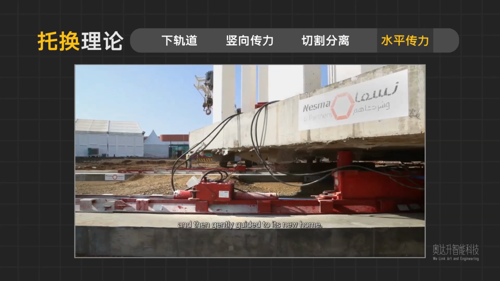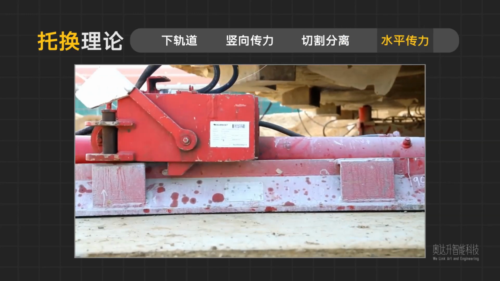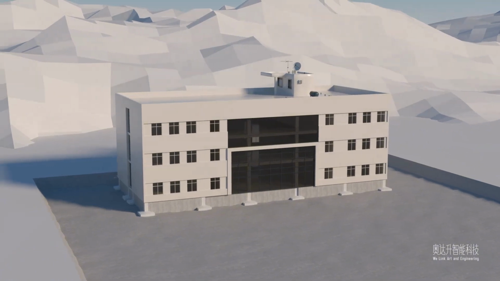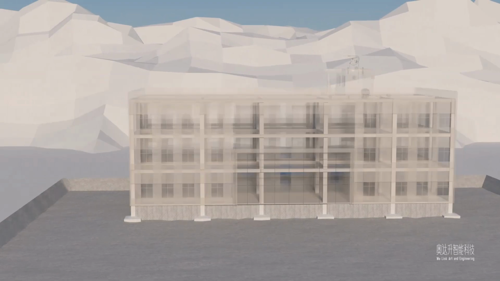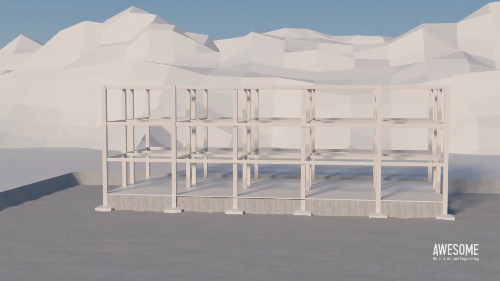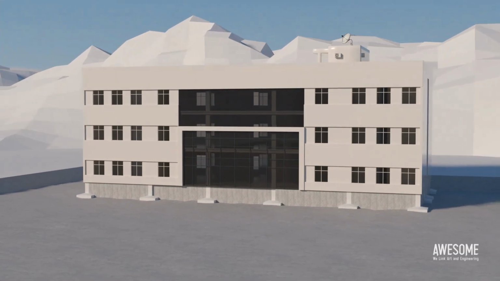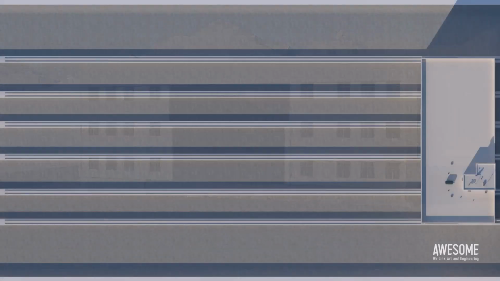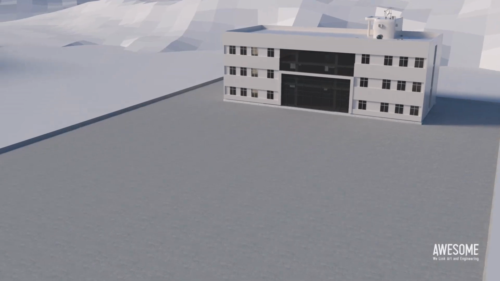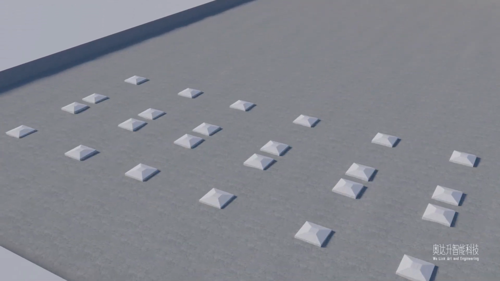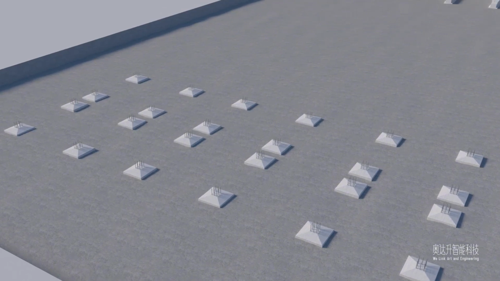Let's simulate the construction process of the overall translation of a house. This is a multi-story building with a reinforced concrete frame structure, an independent foundation under the column. There is no foundation beam under the brick wall on the first floor. First, plan the translation route, and determine the translation plan. Dig the foundation. Design and construct the new building foundation, track foundation and lower track beam.